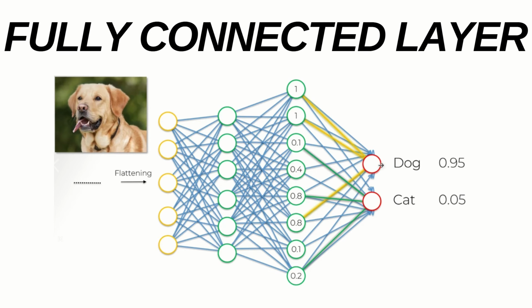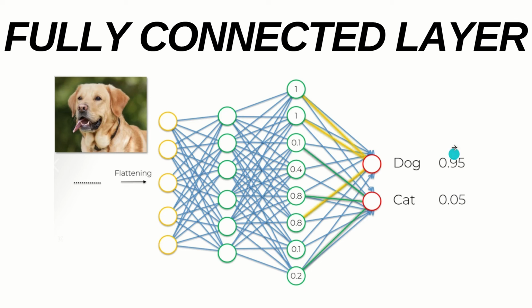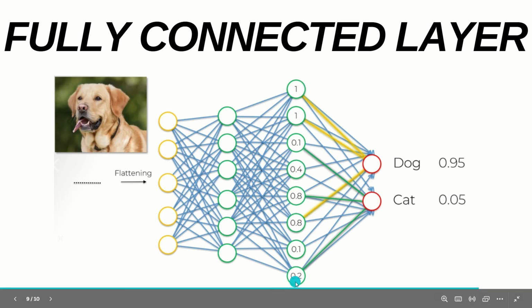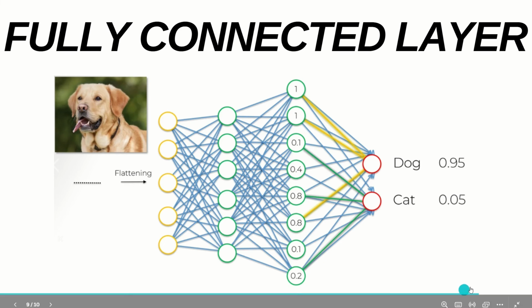The cat neuron looks at these three and says this one is pretty high, but this one is very low. You can see this one is 1, 1 and this is 0.8, which turns out to be 95% probability. But for the cat it's 0.1, 0.8 and 0.2, so this probability is going to be very low. Let's suppose it is 0.05. So this is how it all happens.